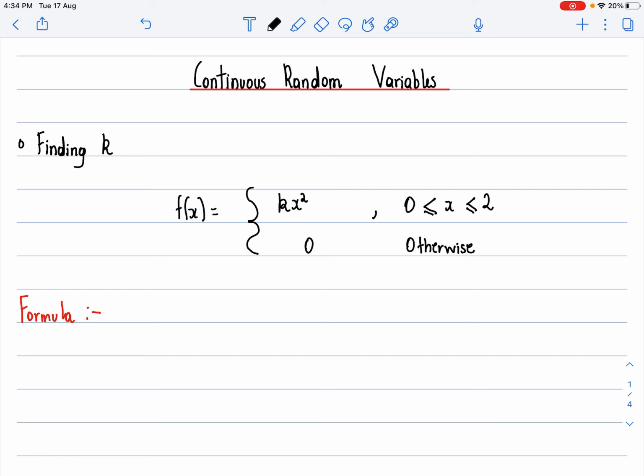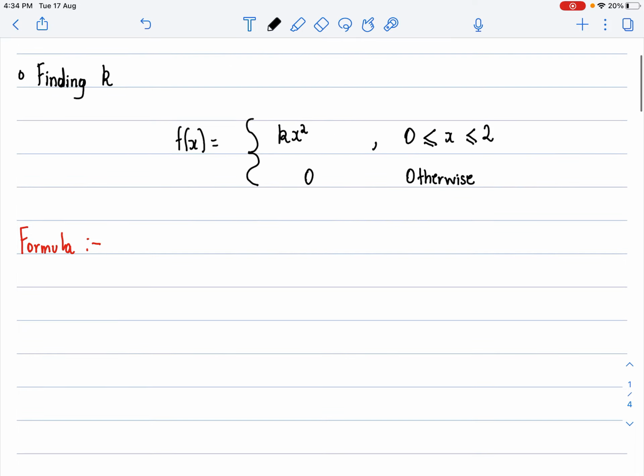Today we'll be doing the concept of finding K, which is a subtopic in the chapter of continuous random variables. This full chapter is actually based on formulas. Once you know the formulas, it's very simple to solve. So first, the formula of finding K is, so this thing here which you have is basically a probability density function. And basically the limits you have is between 0 to 2.